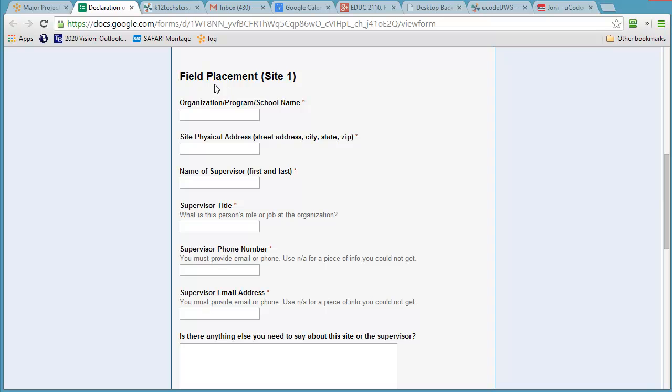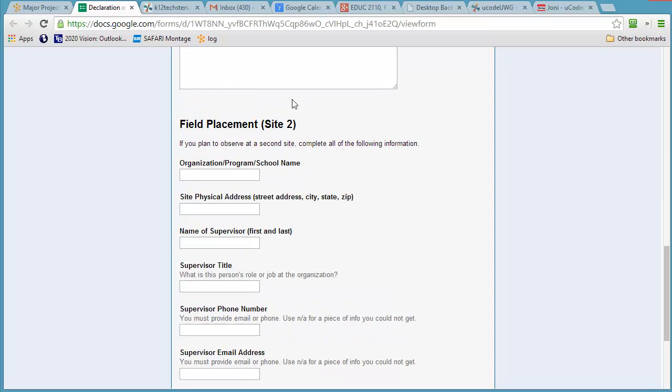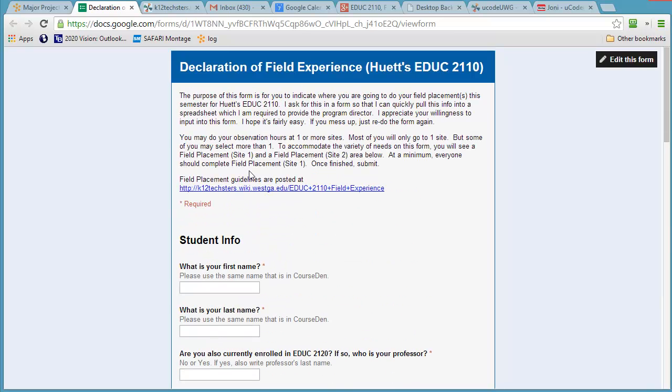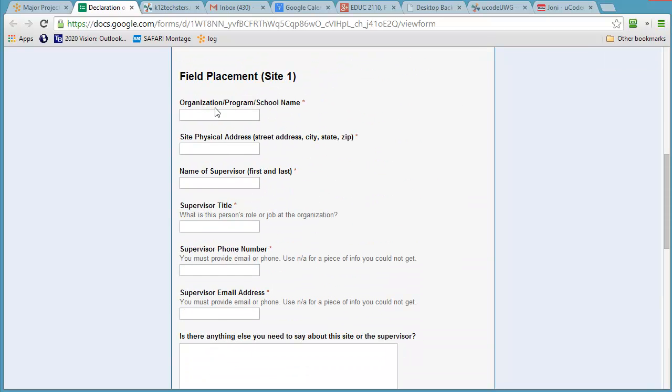And I've got fields for both a Site 1 and a Site 2 if you have a second place that you have in mind. That's great. Preferably you confirm with these people that you're going to do this, but if nothing else, you can fill this out before you've received that confirmation as well. But you need to act on that quickly after you've declared it.